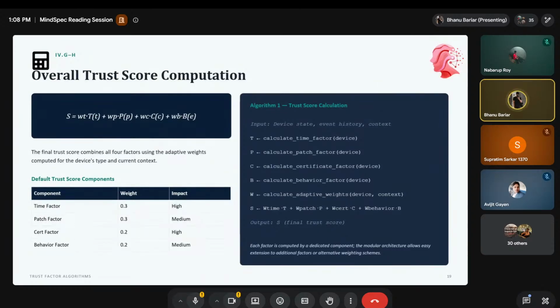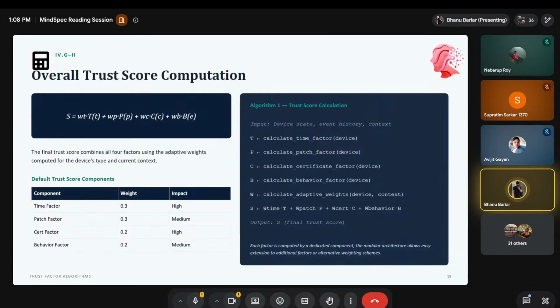First, each trust factor is calculated individually. Next, adaptive weights are determined. And finally, all weighted factors are summed to produce the final trust score. And one important advantage of this modular design is extensibility. That is, if future research introduces additional trust indicators, they can be simply added as a new factor without redesigning the overall mechanisms. This modularity makes the proposed framework scalable and adaptable for future zero trust systems.